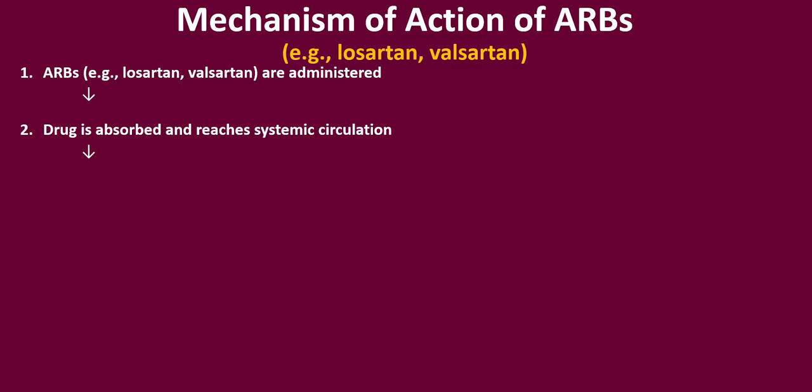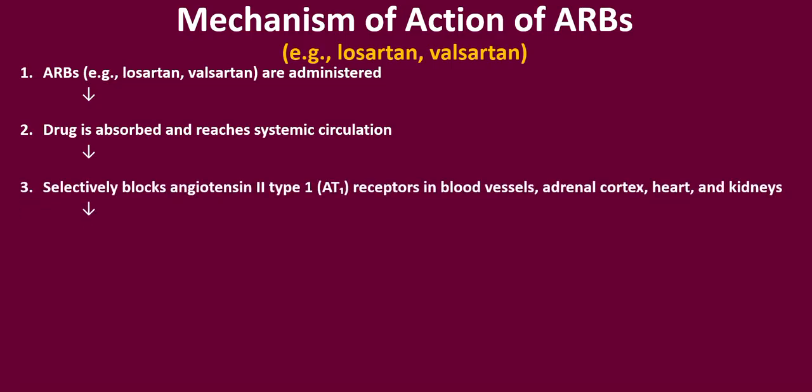Okay. And the really neat part is how specific they are. ARBs selectively block one type of receptor, the angiotensin type 1 receptor, or AT1R. And where are those found? They're in quite a few key places. Blood vessels, the adrenal cortex, that gland sitting on top of the kidneys, the heart itself, and the kidneys too. So by blocking those receptors, the ARB stops angiotensin II from doing its job there.